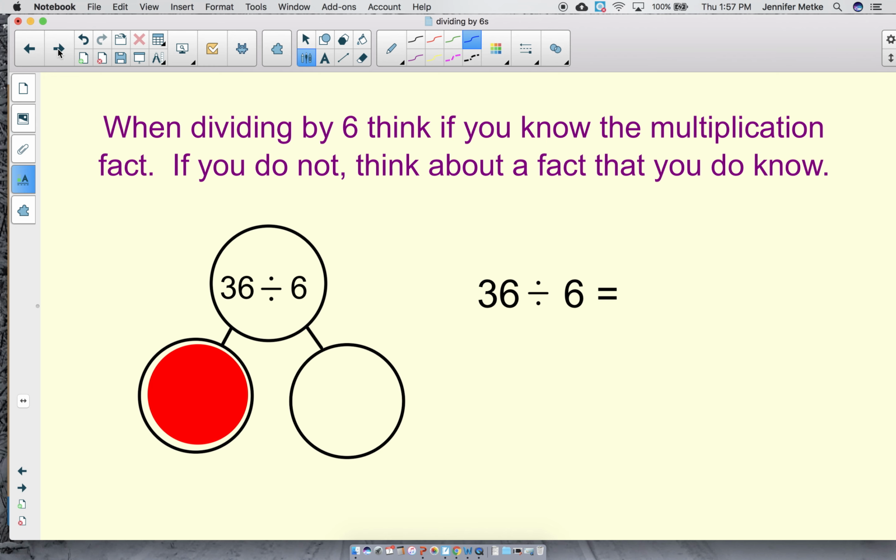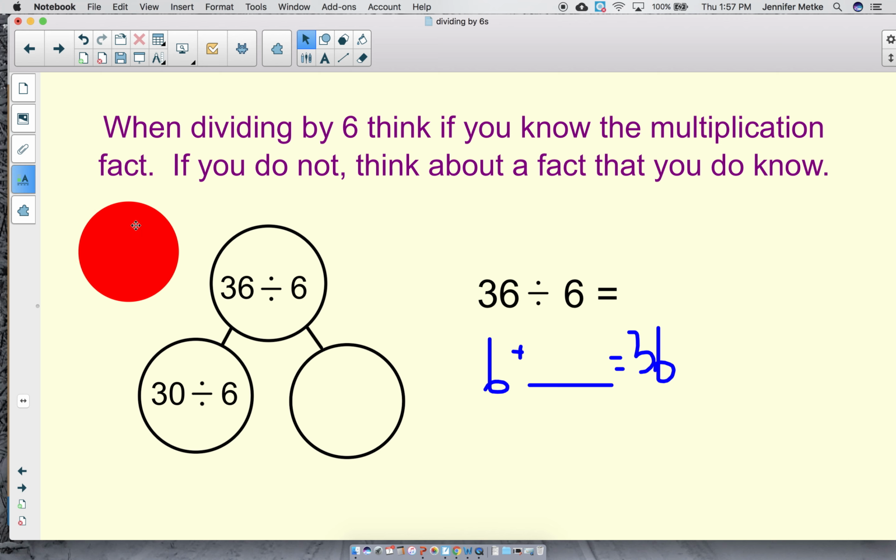So just to review those strategies, when dividing by 6s, I'm first going to think of the multiplication problem. I'm first going to think, do I know 6 times what is 36? Because if I can figure that out, I can quickly figure out the answer, the quotient. But if I don't know that, I'm going to use a fact I already know. So again, I really like those 5 facts. I'm going to think, what fact do I know? I know 30 divided by 6 is 5. And since I have 36 and I've used up 30, I know that I actually only have 6 left, and I'm still dividing by 6, which is 1. And now when I put those quotients together, I know that 36 divided by 6 equals 6.